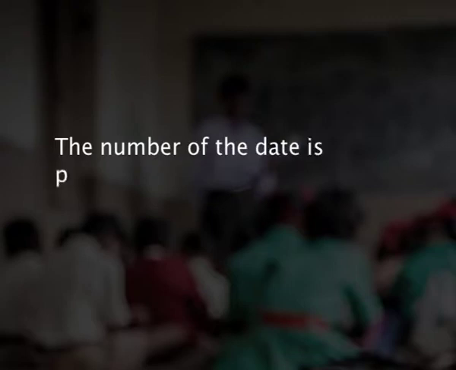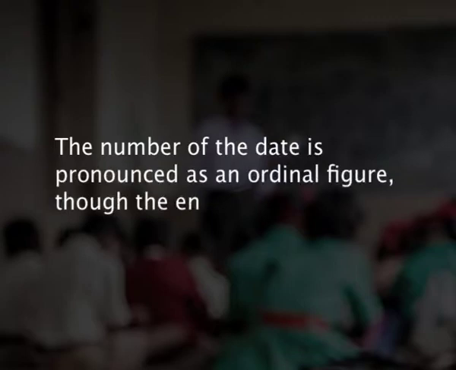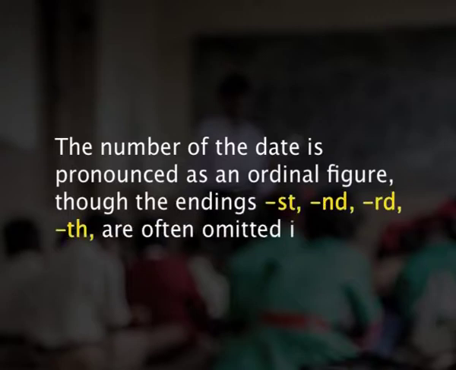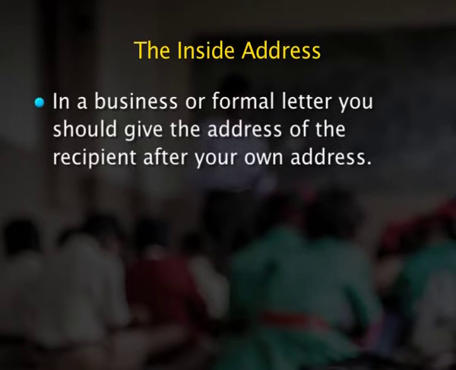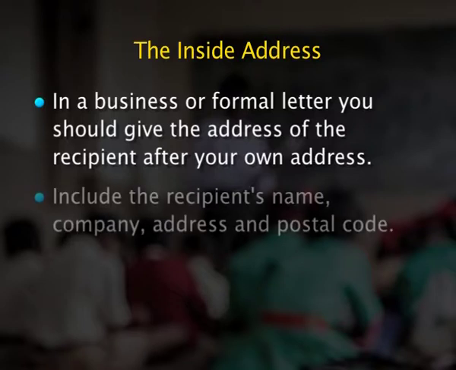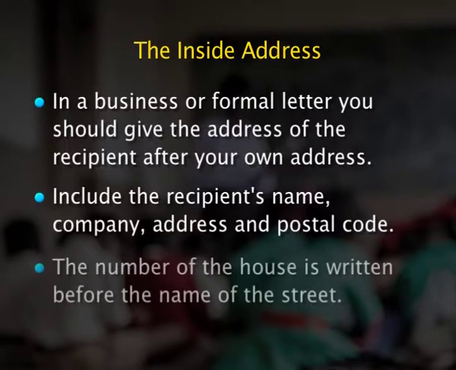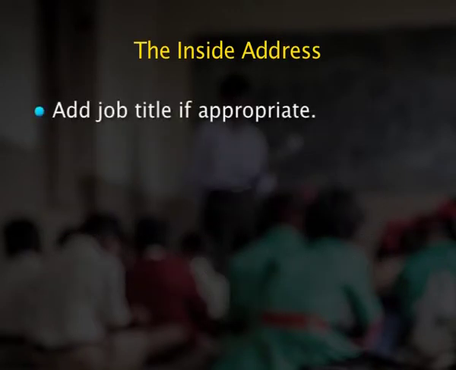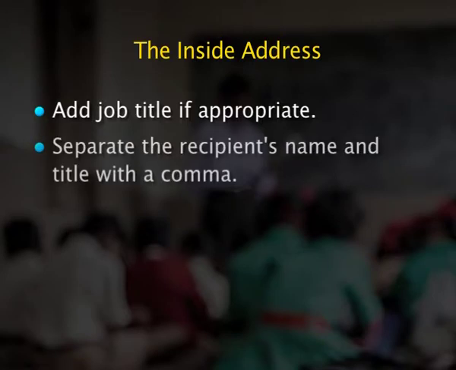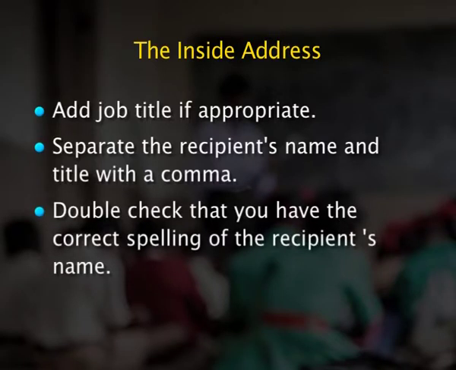The number of the date is pronounced as an ordinal figure, though the endings st, nd, rd, th are often omitted in writing. And the next part in the business letter is the inside address. In a business or formal letter, you should give the address of the recipient after your own address. Include the recipient's name, company, address and postal code. The number of the house is written before the name of the street. Add job title if appropriate. Separate the recipient's name and title with a comma. Double check that you have the correct spelling of the recipient's name.